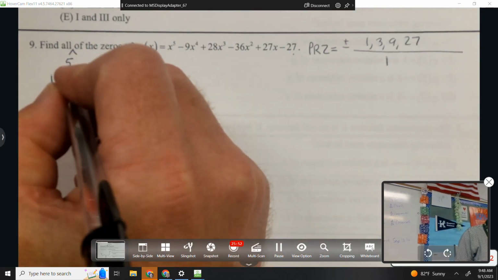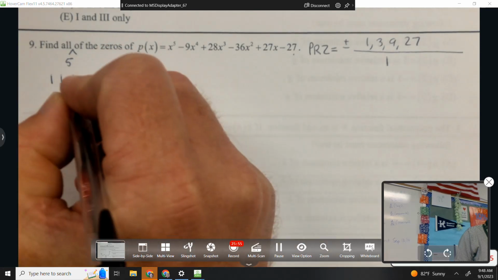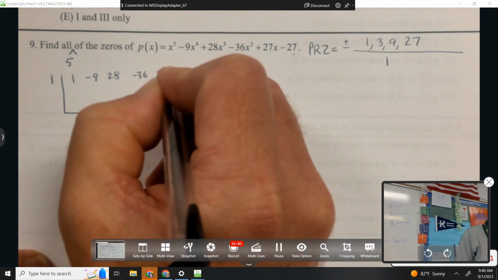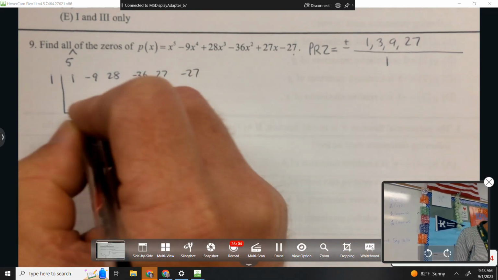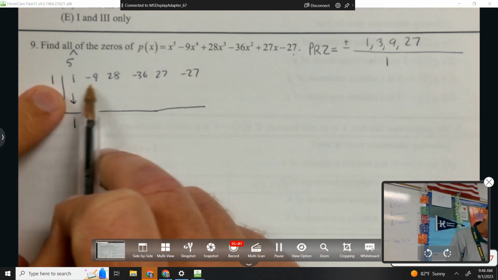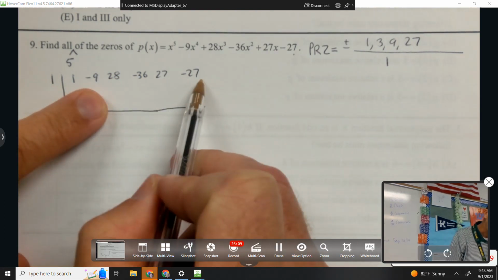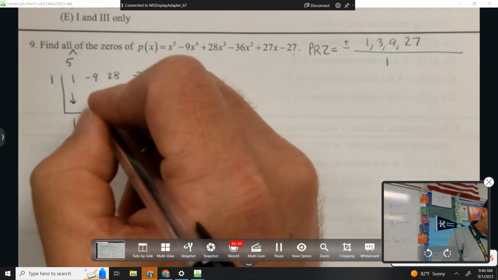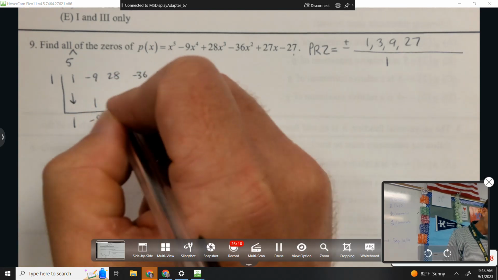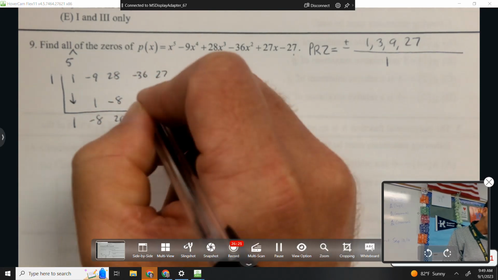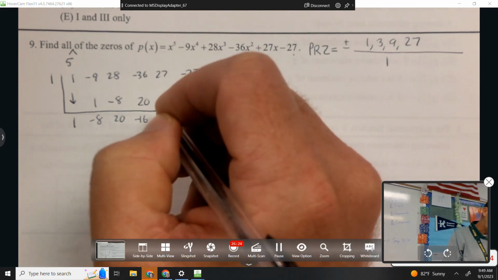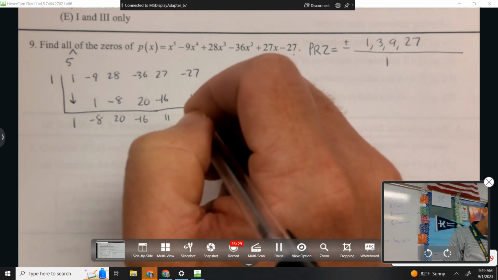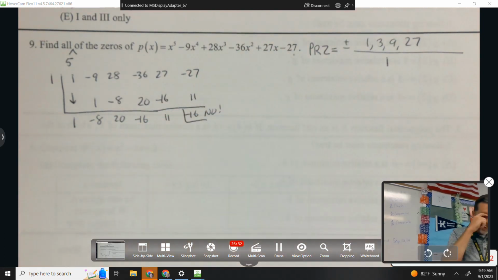Start with the low ones. So I'm going to start with 1. Try to write small because it's guess and check. Double check to make sure you got all the coefficients right. You'd hate to do all the work from a bad starting point. Okay, bring down the 1, multiply, add, multiply, add, multiply, add, multiply, add, and no. Okay, well, 1's off the list.